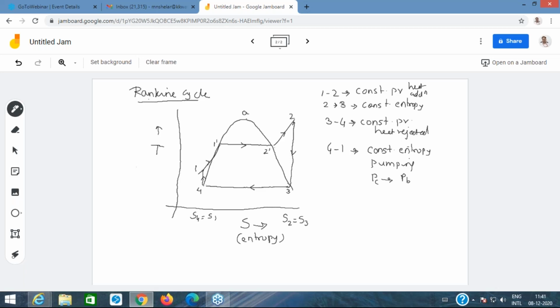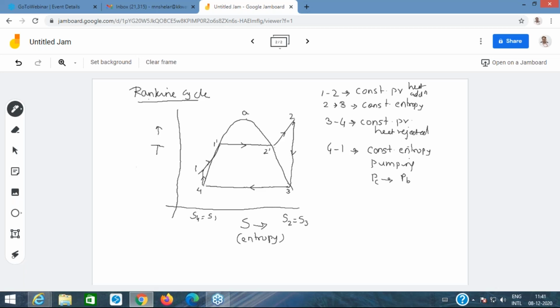Now the 2 to 3 process is an isentropic expansion process. When there is an expansion, there is a drop in the temperature. From T2 to T3 the temperature drops, the entropy remains constant. The temperature drops down, and the pressure also drops down from P2 to P3.